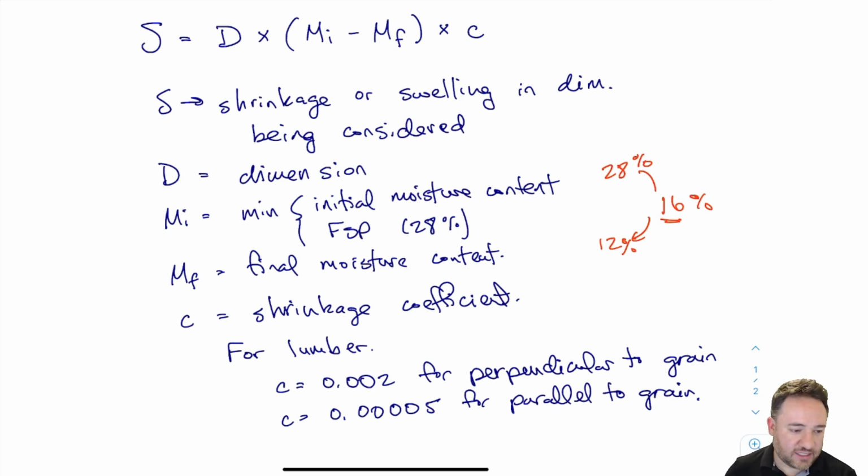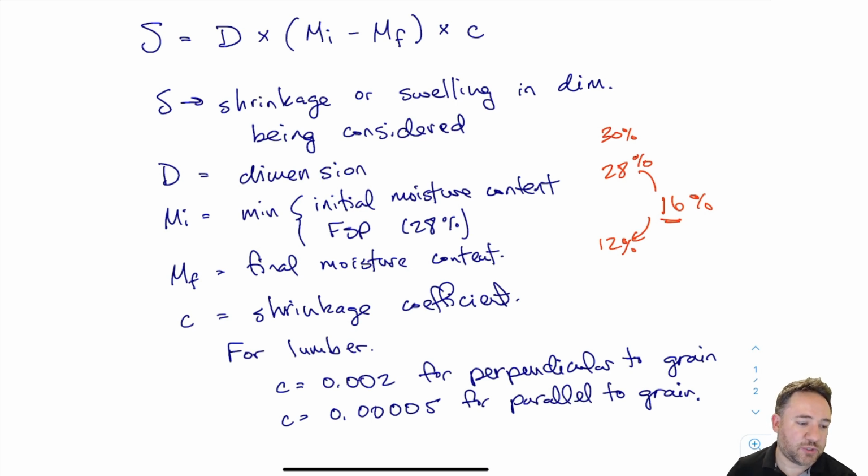So 16 is the number that I have to put if that was the case for 28 to 12. Now, if I had 30 and I went down to 12, if I had 30% here as my initial and then I changed it to 12, my change in moisture content is still going to be 16 for the purposes of this equation. Why?